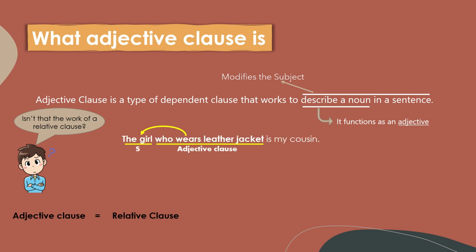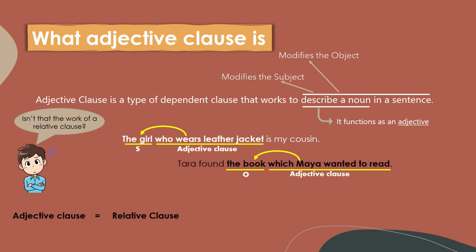The girl who wears the leather jacket is my cousin. The girl is the subject of the sentence, and the adjective clause modifies the subject. Other than the subject, in a sentence, a noun can be positioned as the object. Therefore, the adjective clause also modifies the object of the sentence. Look, Tara found the book which Maya wanted to read. The book is the object of the sentence here. And this adjective clause, which Maya wanted to read, describes or modifies which noun?